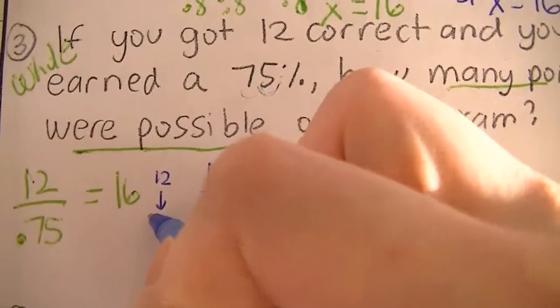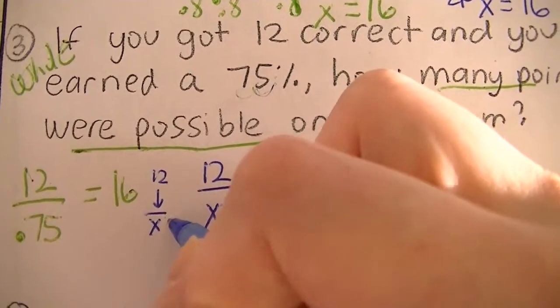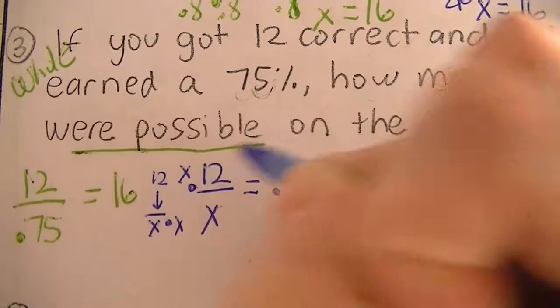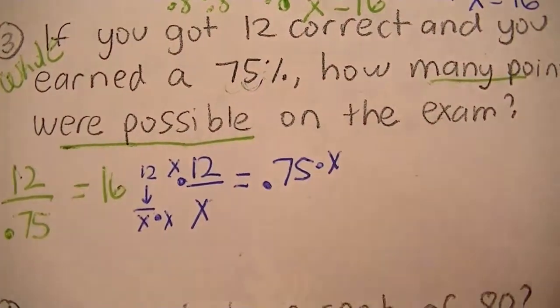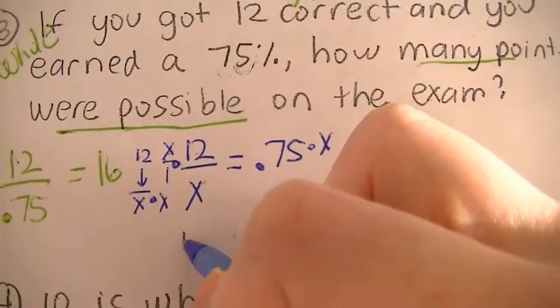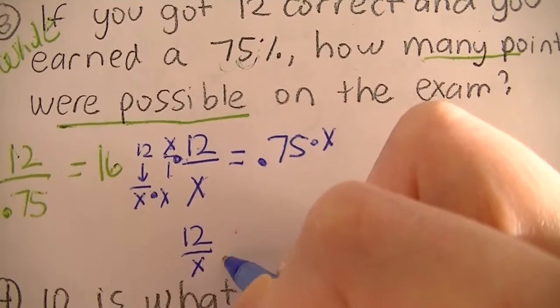And then you had divided it by x. So the inverse operation of dividing by x is to multiply by x. And you do that to both sides of that equal sign. So I'm going to put that in its fractional form. So x times 12 is 12x. 1 times x is x.